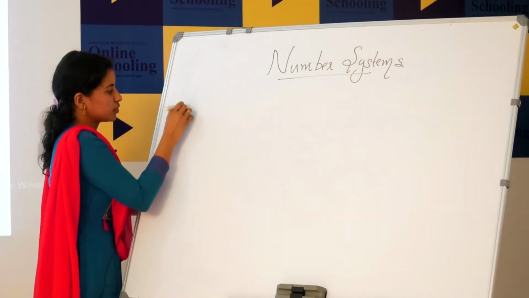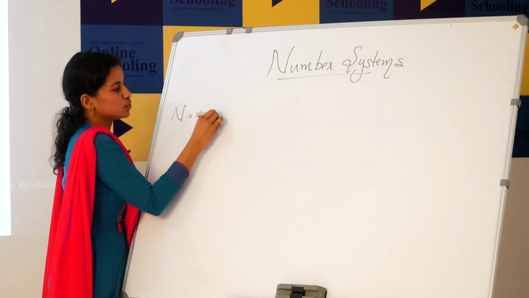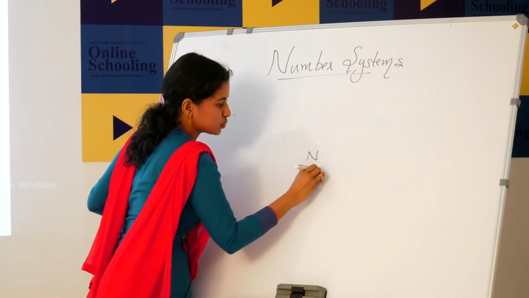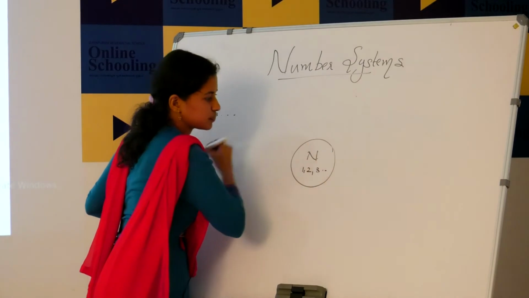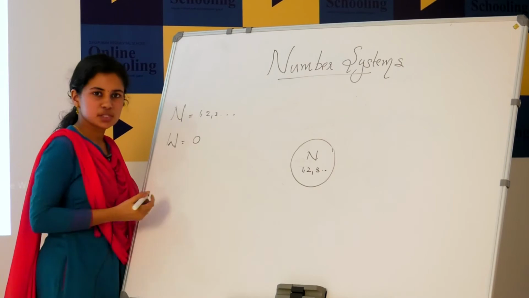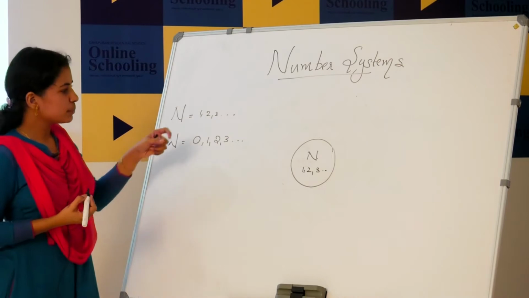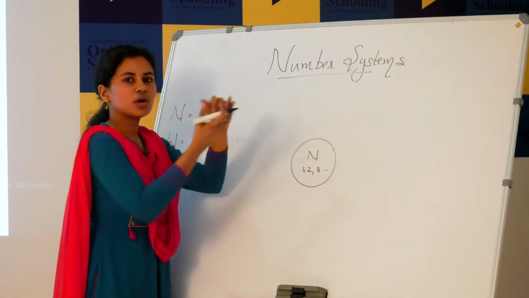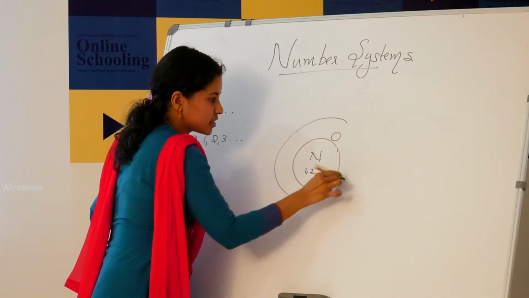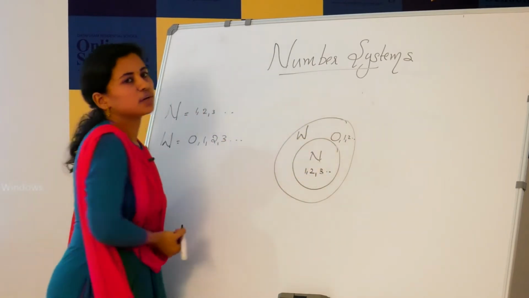So first we studied about natural numbers. We represented natural numbers by capital letter N, by 1, 2, 3, etc. So I represent natural numbers N is equal to 1, 2, 3, etc. in a circle. Next we studied about the whole numbers. Whole numbers start from 0, 1, 2, 3, etc. So I put 0 into the natural numbers, and I get another set of numbers 0, 1, 2, 3, etc. It is called whole numbers.